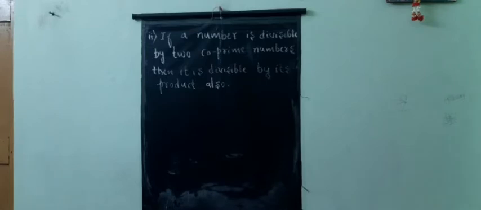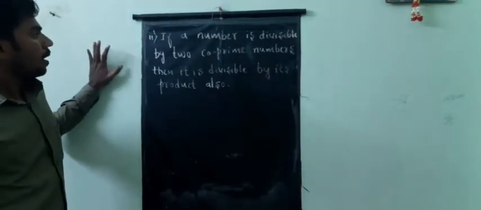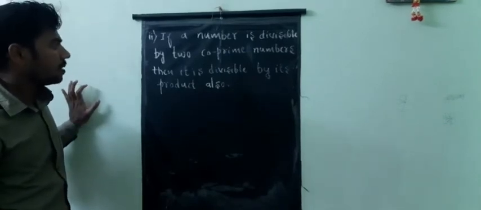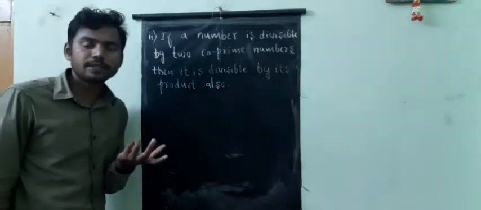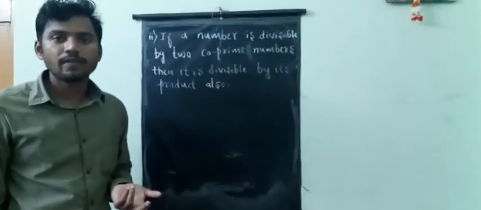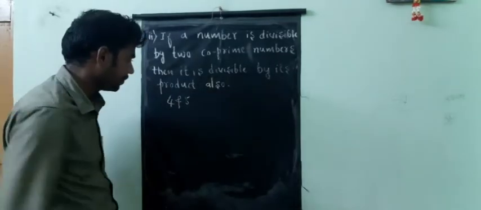Next, the next divisibility rule is: if a number is divisible by two co-prime numbers, then it is divisible by its product also. What does it mean? What do you mean by co-prime numbers? Two numbers are co-prime if they do not have any common factor except 1. One such pair I will take: 4 and 5.